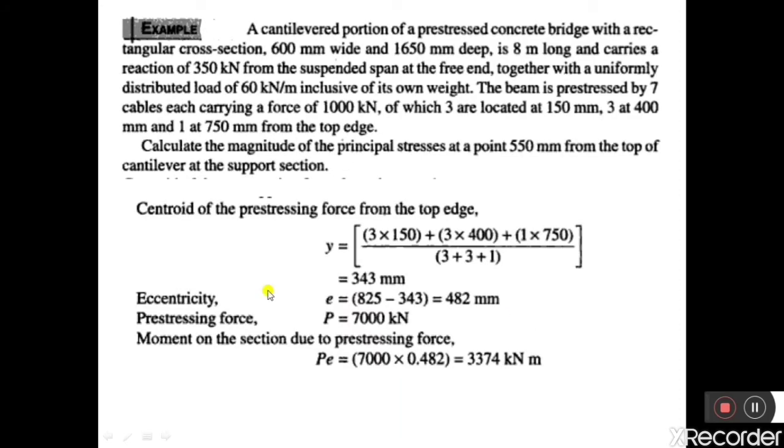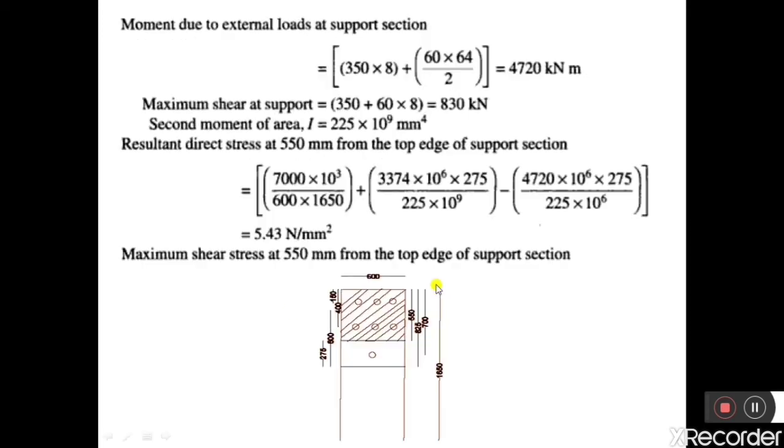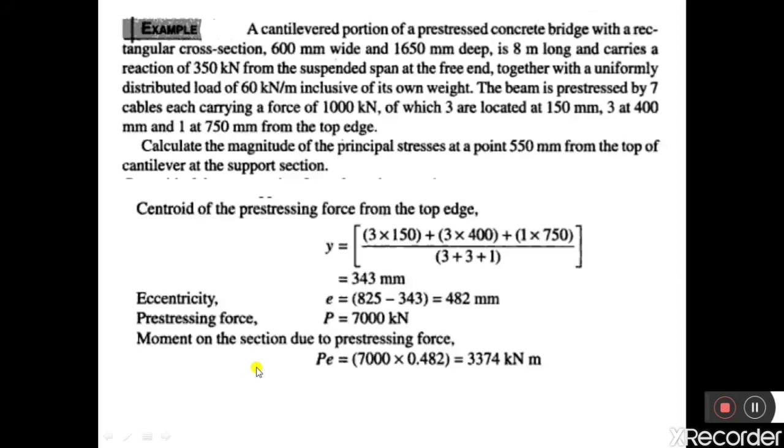Then what is the eccentricity of the cable with respect to the centroidal axis? So we know that the centroidal axis is located at a distance of 825 mm from the top edge, and the CG of the cable is located at a distance of 343 millimeters from the top edge. Therefore eccentricity of the cable is equal to 825 minus this distance, that is 343. So 825 minus 343, therefore eccentricity is equal to 482 millimeter.